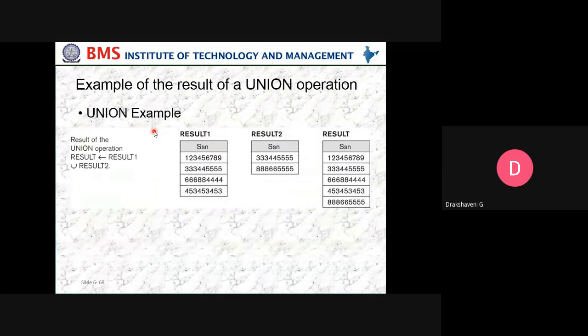Example of the result of the union operation: result equals result 1 union result 2. That is result 1, then result 2, and the result. So combining these two gives a result table, that is the union operation.